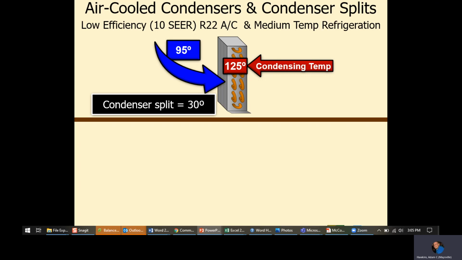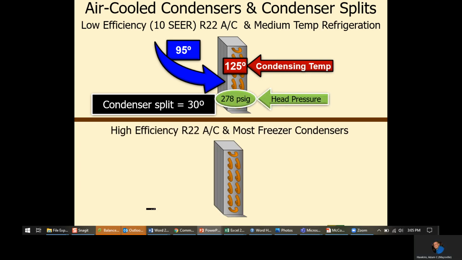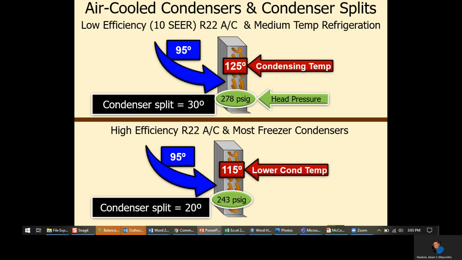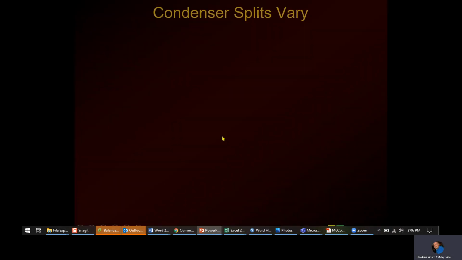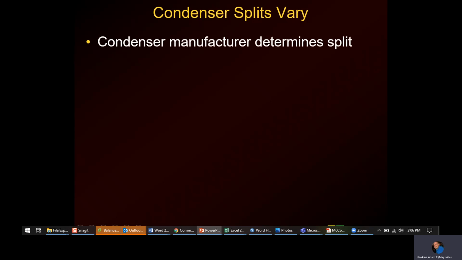So as they increased efficiency, if you run a 20-degree split, now you can do the same amount of work or more, and it's running lower pressures, which means less amps, and it takes a lot less work to do the same job. So now you're running 115 instead of 125, which means you're running 243 psig instead of 278. So that does give you a little bit of an efficiency boost there.